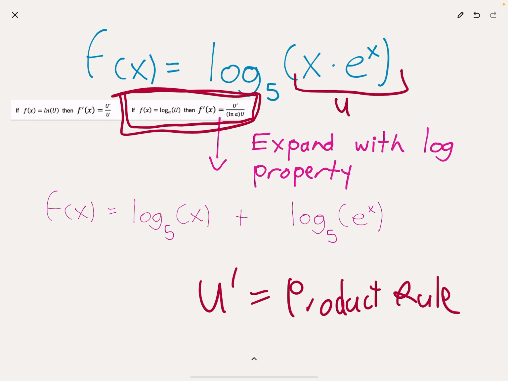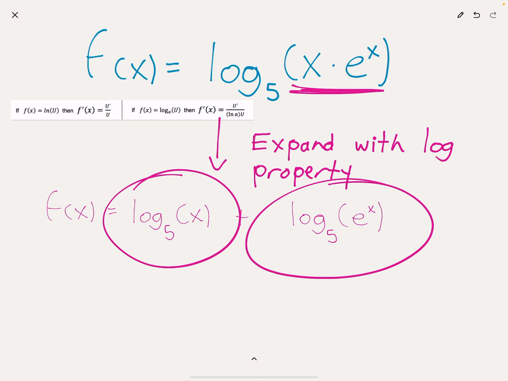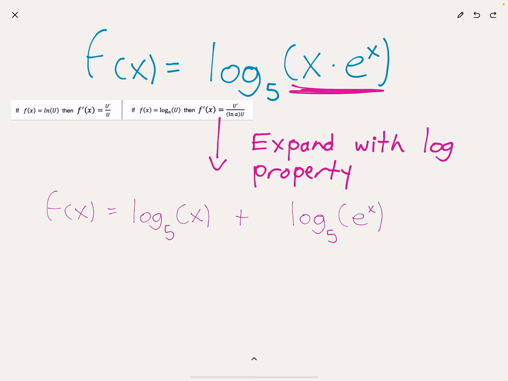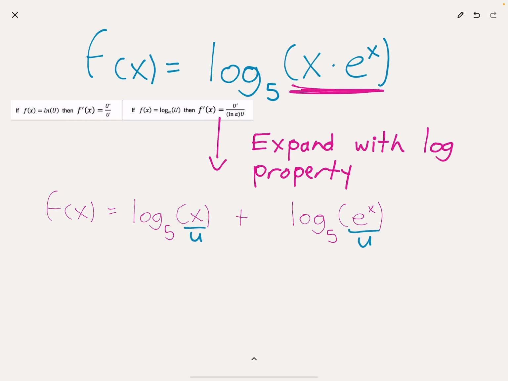Yes, you can. But check out what would happen if I apply this property that is telling me I can expand that because of this inside. This inside is multiplying. I can expand it with the same base and just write it as an addition. So this is going to make the whole thing easier, because in these cases, u is not a product rule. It's an easier derivative. So u derivative on the left side is 1, and u derivative on the right side is e power x. So that's going to make the whole thing easier.